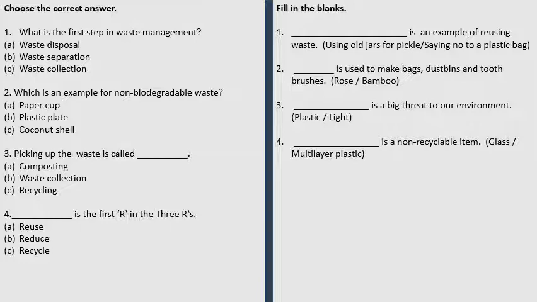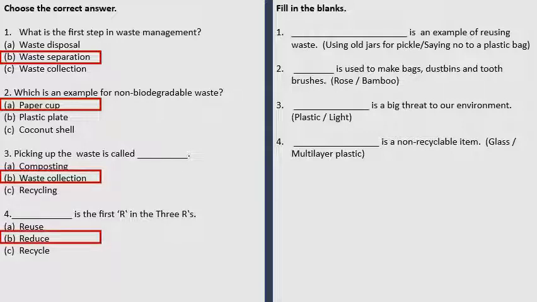Okay, choose the correct answer. What is the first step in waste management? Waste separation. Which is an example for non-biodegradable waste? Paper cup. Picking up the waste is called waste collection. Dash is the R in the 3 R's: reduce. Fill in the blanks. Using old jars for pickle is an example for reusing waste. Bamboo is used to make bags, dustbins and toothbrushes.